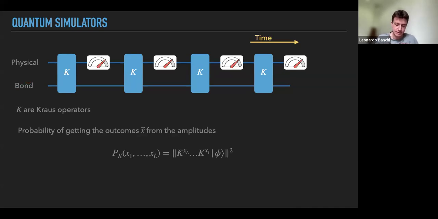So the biggest difference is that now the probability of getting an outcome is again given by this matrix product structure, but the matrix product structure defines an amplitude, not just a probability. So in order to get the probability, you have to take the amplitude square, well, the absolute value square of the amplitude.